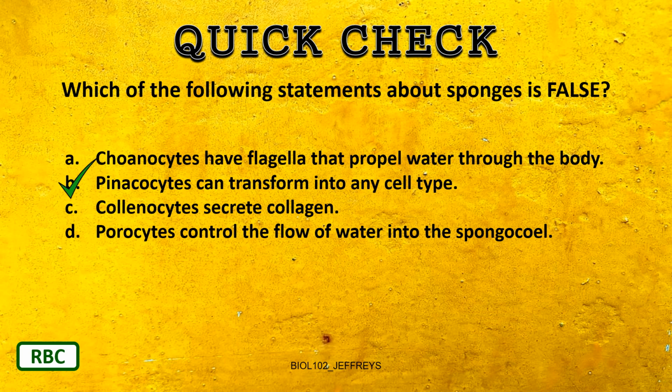Okay, so the statement that's false is pinacocytes can transform into any cell type. Remember, that's the amoebocyte that can transform into any one of these cell types. Choanocytes have flagella. Collenocytes secrete collagen. There's collagen. And porocytes control the flow of water into the spongiocele.